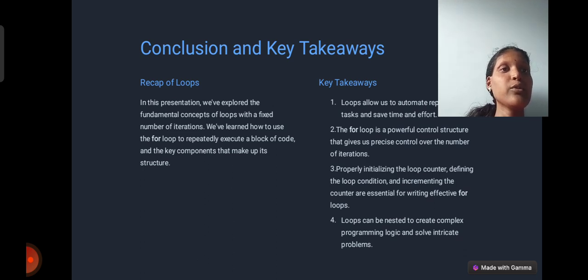Second, the for loop is a powerful control structure for iterative processes. Third, properly initialize the loop counters. Fourth, loops can be nested to create complex programs and solve iterative problems.